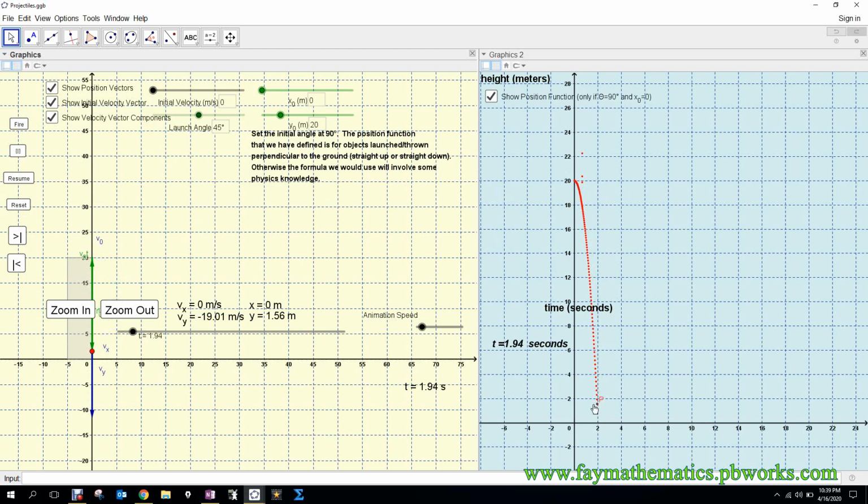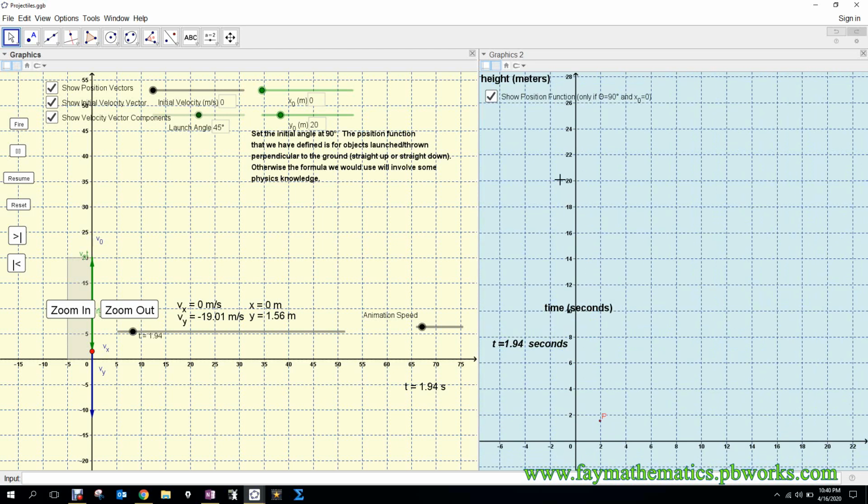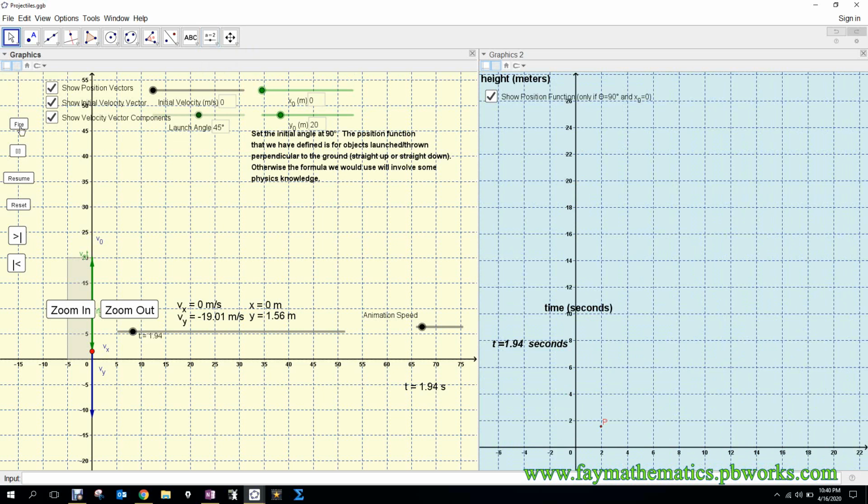At 0 seconds, my ball is at a height of 20 meters. After about 2 seconds, or 1.94 seconds, you can see your ball is about 1.9 meters. So if we think about this, this is parabolic. Every one of these red points that I'm showing you is a time, comma, a height.